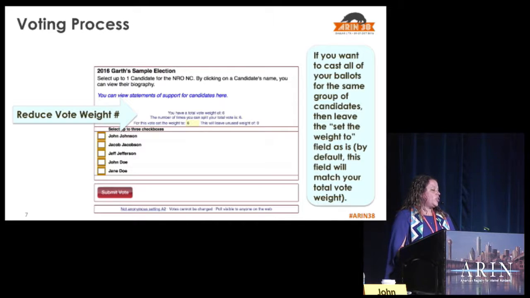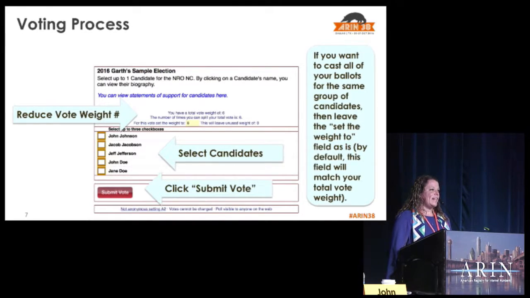This particular screenshot provides you with an opportunity to see the example that if you have more than one, you can alter it and go through the voting process again. So if you wish, you can either leave the vote weight as it is, or you can reduce the vote weight number. Once you have made that selection, if that's an option for you, you will want to select your candidates, and then you'll click submit vote.